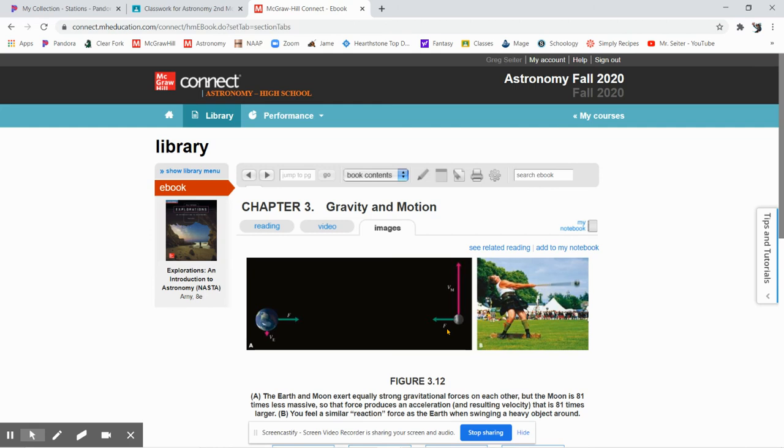And the same with the Earth and the sun. The sun's way more massive than the Earth, but the Earth runs circles around the sun. It has a greater acceleration. Therefore, those forces are balanced.